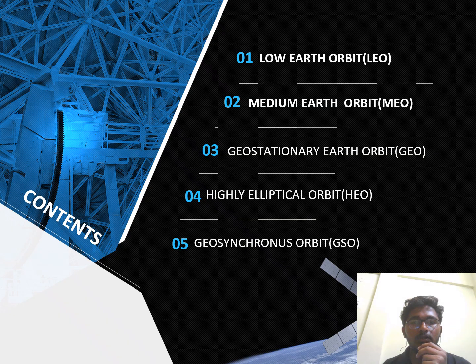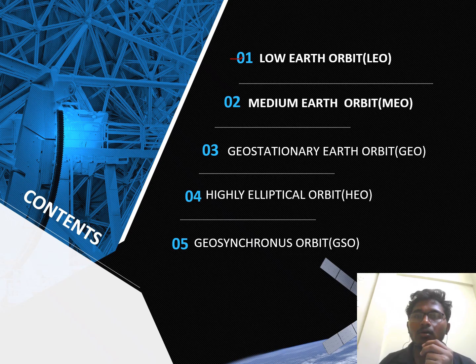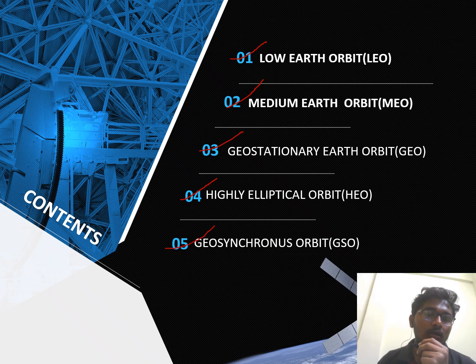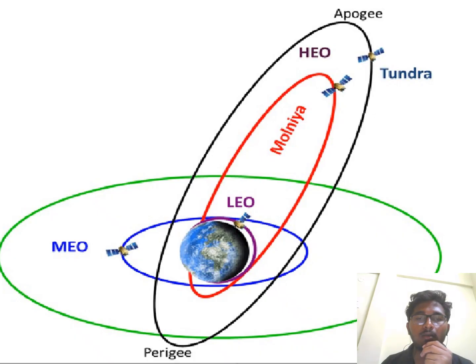Now we see the types of orbits. We have five types of orbits. First one is low Earth orbit, second one is medium Earth orbit, third one geostationary orbit, fourth one highly elliptical orbit, and fifth one is geosynchronous orbit. Now we see these five orbits briefly.